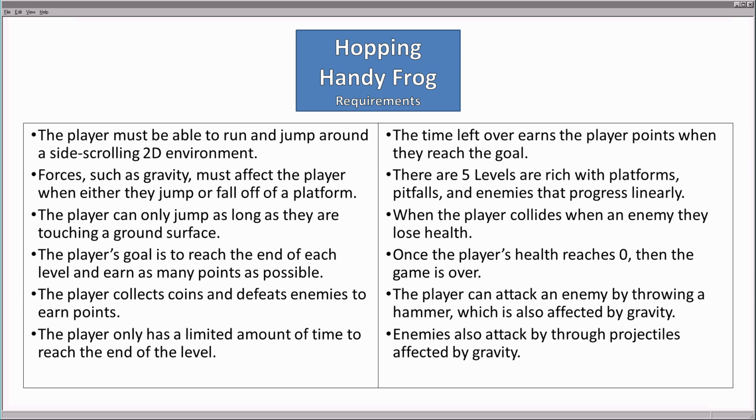The player collects coins and defeats enemies to earn points. The player also has a limited amount of time to reach the end of the level. The time left over earns the player points when they reach the end of the goal. There are 5 levels and are rich with platforms, pitfalls, and enemies as they progress linearly. When the player collides with an enemy, they lose health. Once the player's health reaches 0, then the game is over. The player can attack an enemy by throwing a hammer, which is also affected by gravity.